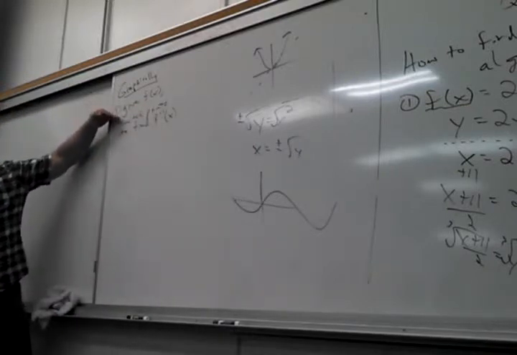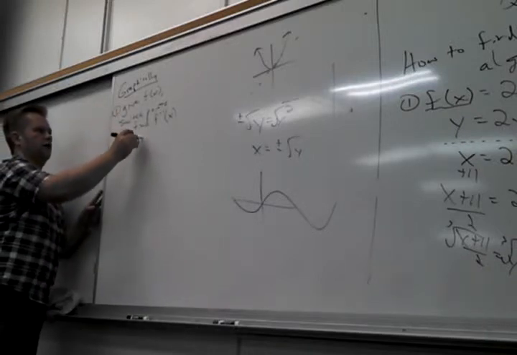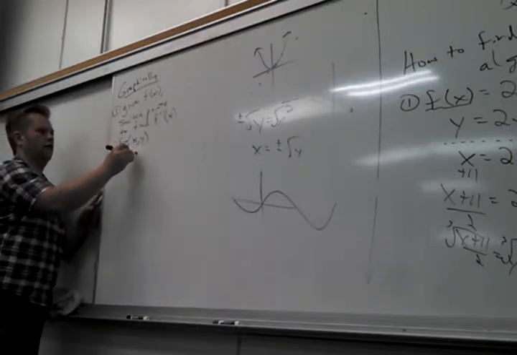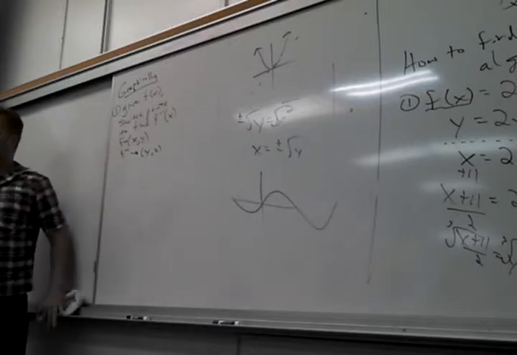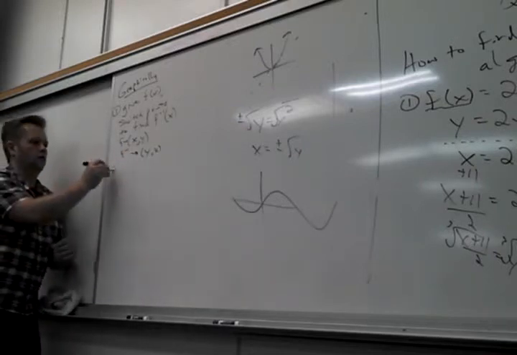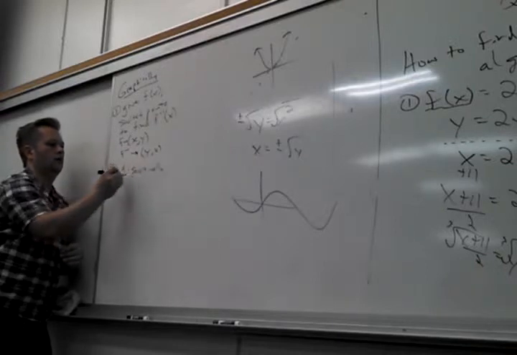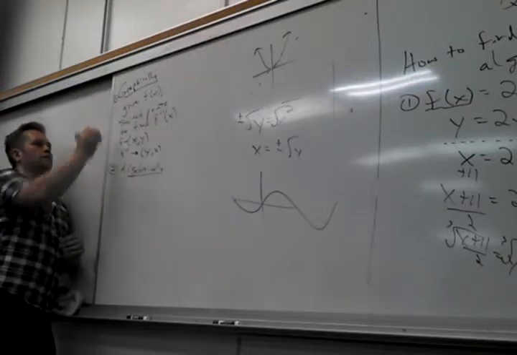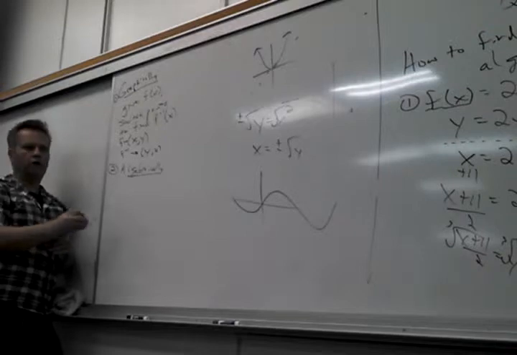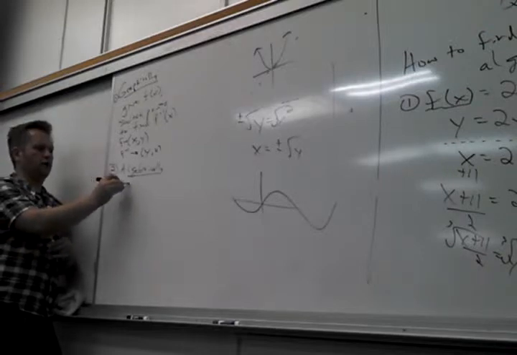So graphically, given f of x, I just switch the points. f of x has the point x, y. f inverse would have y, x. That's visually how you do it. Algebraically, you just switch x and y in the equation.